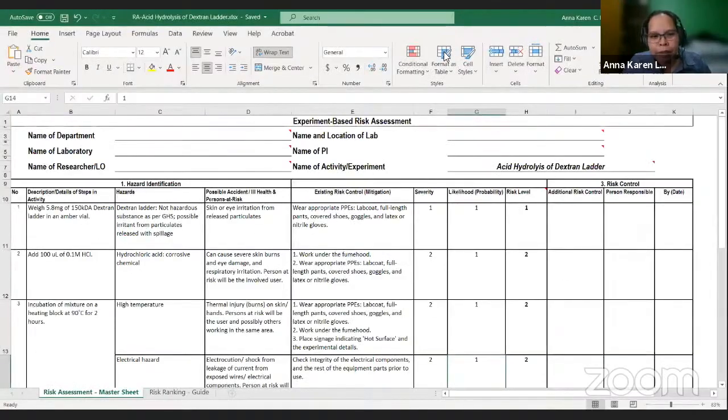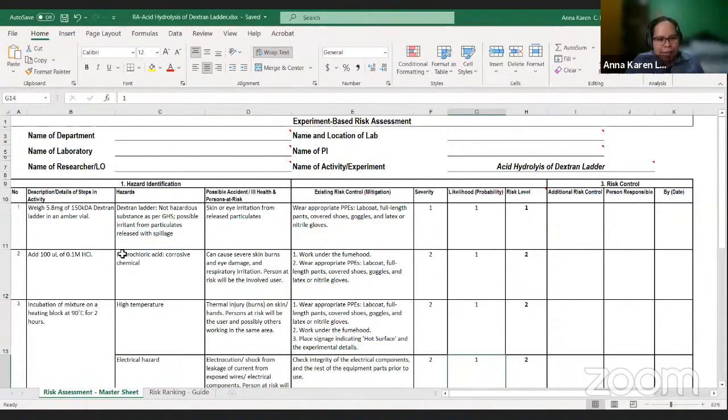I will just briefly show you an example of a risk assessment. This is an example of an experiment-based risk assessment for a particular part of my experiment. For example, if I'm doing acid hydrolysis of dextran ladder, I have to specify the different steps. It really has to be step by step, from weighing up to adding the acid and so forth.